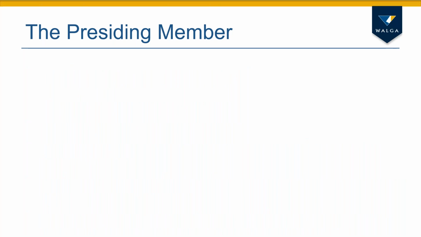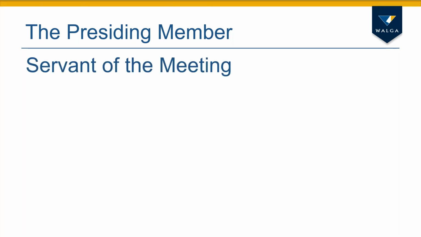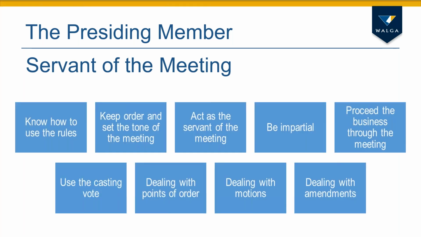The presiding member may be seen as the person controlling the meeting. However, the presiding member is perhaps more accurately referred to as the servant of the meeting. The key skills of a good presiding member are: know how to use the rules, keep order and set the tone of the meeting, act as the servant of the meeting, be impartial, proceed the business through the meeting, use the casting vote if required, deal with points of order, deal with motions, and deal with amendments.